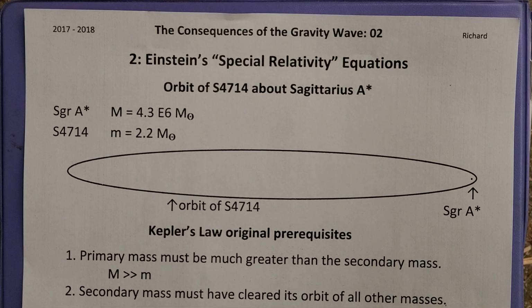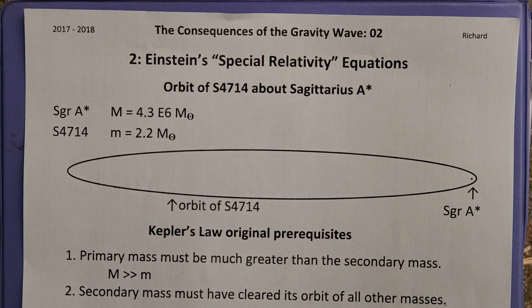For Chapter 2, we'll consider Einstein's special relativity when applied to Newton's universal gravitation. However, to understand special relativity, consider the orbit of star S4714 around Sagittarius A star when the Kepler equations are applied. Note, the mass of Sagittarius A star is 1.954 million times the mass of star S4714.